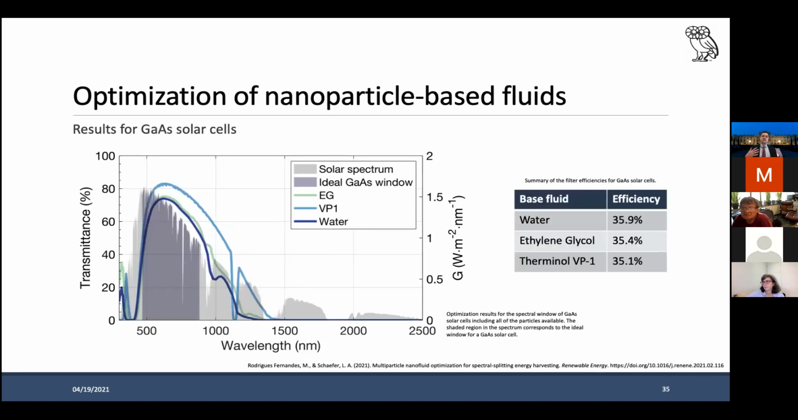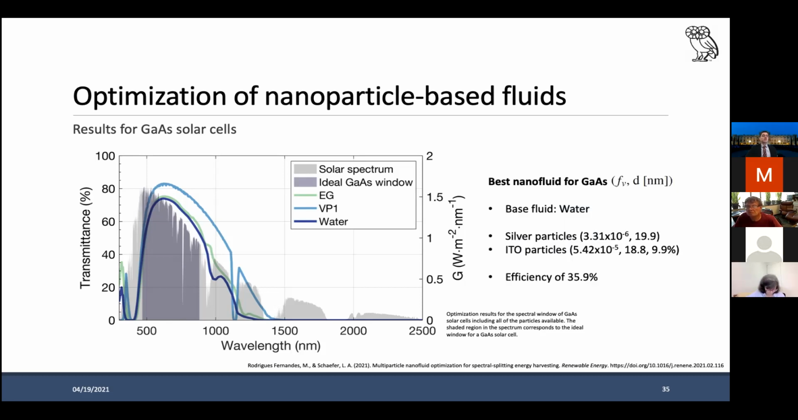For gallium arsenide cells, a nanofluid based on water also had the highest efficiency, close to 36%, but the other nanofluids also had efficiencies above 35%. In this case, silver and ITO nanoparticles were selected for all fluids, and silver was selected rather than gold because it has a sharp absorption around 380 nanometers, whereas gold nanoparticles would be absorbing inside the ideal solar cell window.